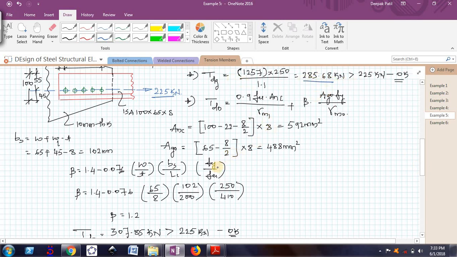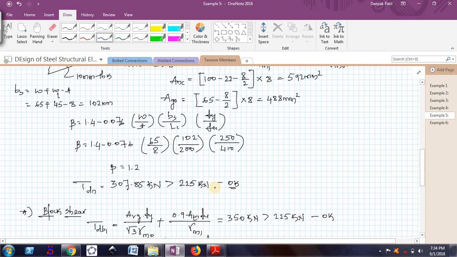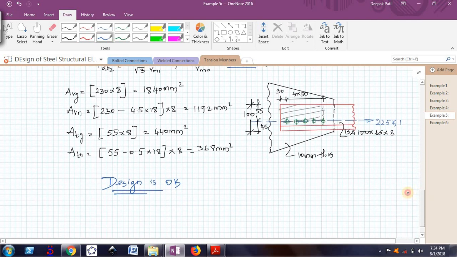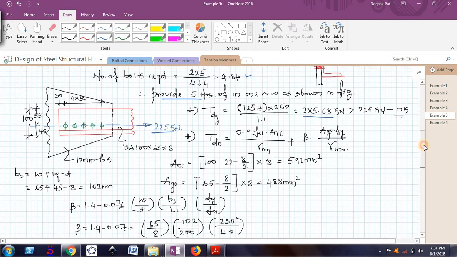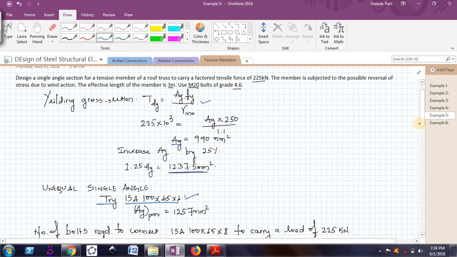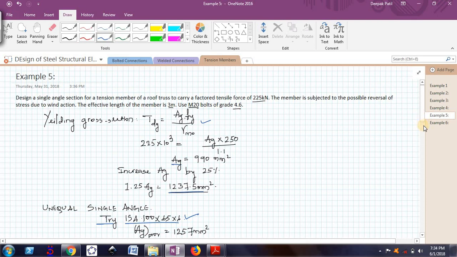Then you find TDN, then TDB1 and TDB2, and all these values should be more than 225 kilonewton, the applied load. Only then can you say that your design is okay. This is how we approach the design of tension members. I hope you understood. We will solve one more example of this type in the next video. Till then, thank you, bye.